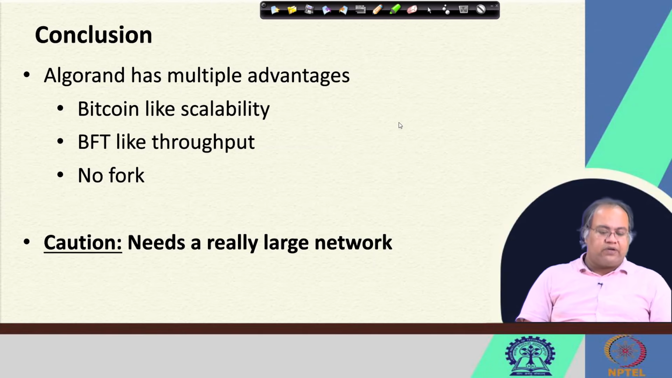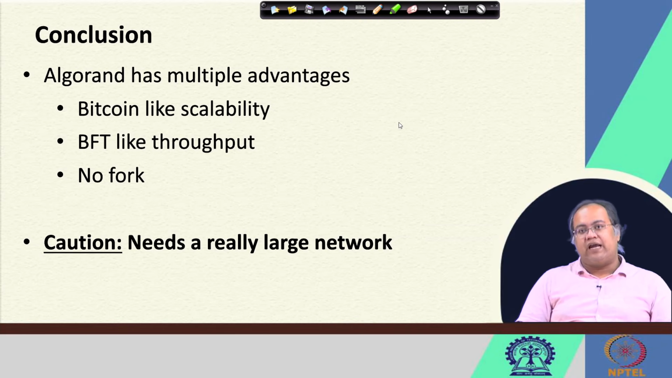So, in conclusion, we see that Algorand has multiple advantages. It provides Bitcoin-like scalability and BFT-like throughput, but without having any fork in the system. So, it can alleviate the majority of the problems that we have seen till now. But one point of caution we need to keep in mind, because there is no free lunch as we have mentioned earlier: there would always be some kind of trade off.